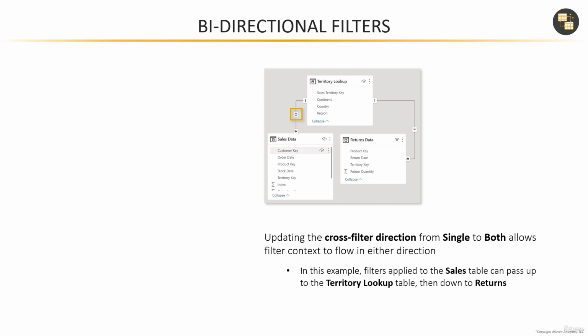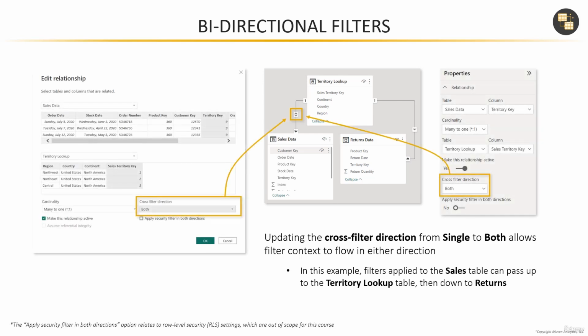Now, there are a few ways that you can change the cross-filter direction. You can either use the Edit Relationship dialog box or the Properties pane. In either case, you should see a drop-down option that says Cross-Filter Direction, which you can change from single to both. Now, to really understand the implications of bidirectional filtering, let's return to the same example we showed in the last lesson and see exactly what impact this has.